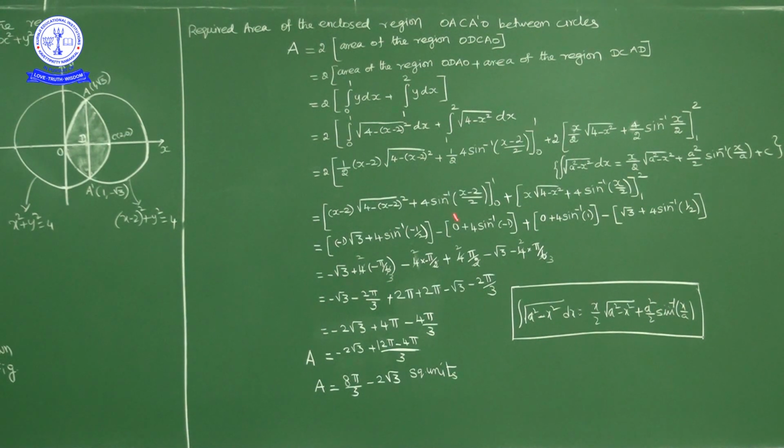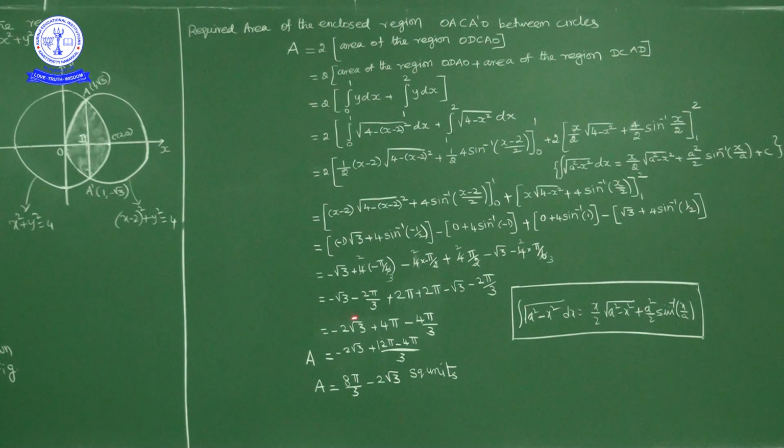Okay, in this bracket, 0 minus 4·sin⁻¹(−1), which is minus π/2, so minus of minus plus, and the 2 gets cancelled, this is 2π. Now this bracket, 0 plus 4·sin⁻¹(1) is π/2, 4 into π/2, that is 2π. This term, minus root 3 as it is, minus 4·sin⁻¹(1/2), which is π/6, minus 4 into π/6, that is minus 2π/3.